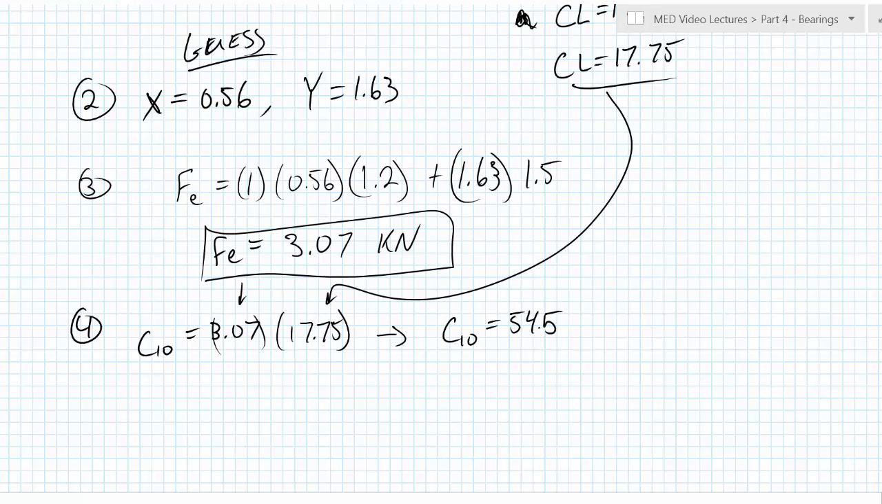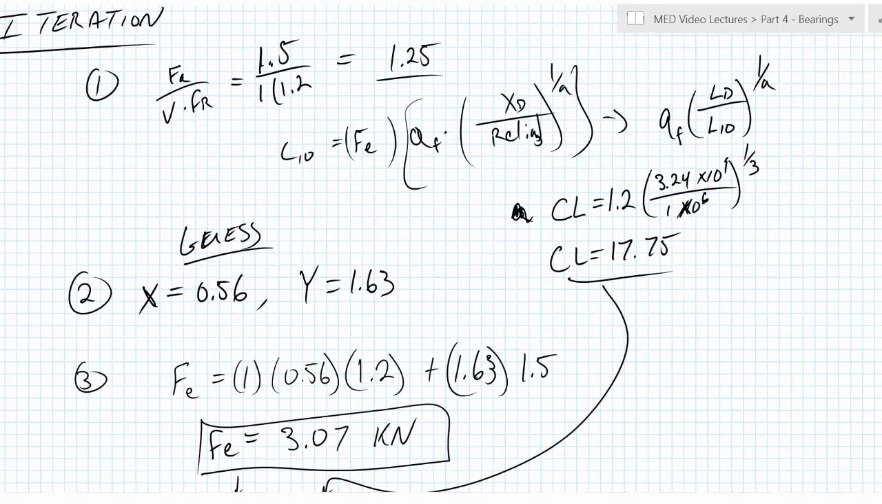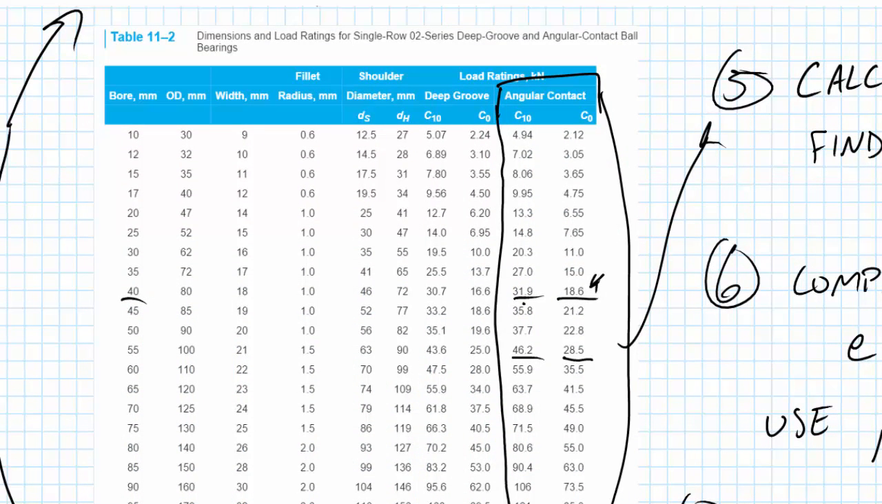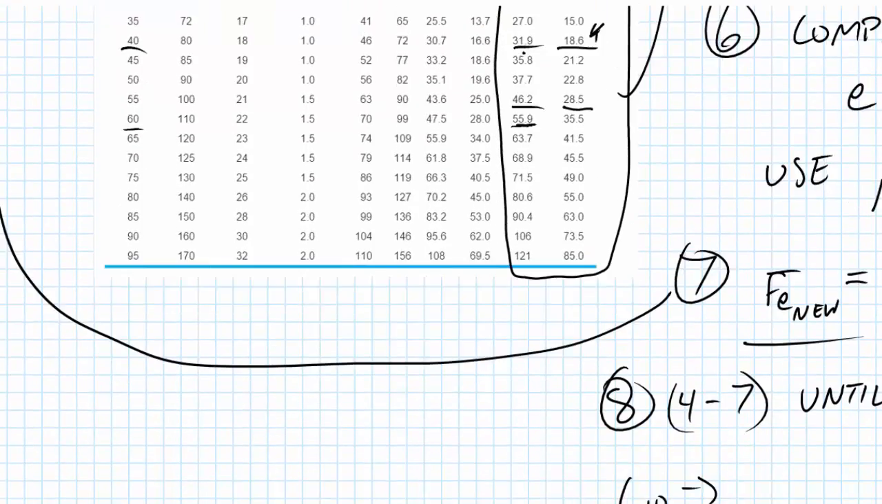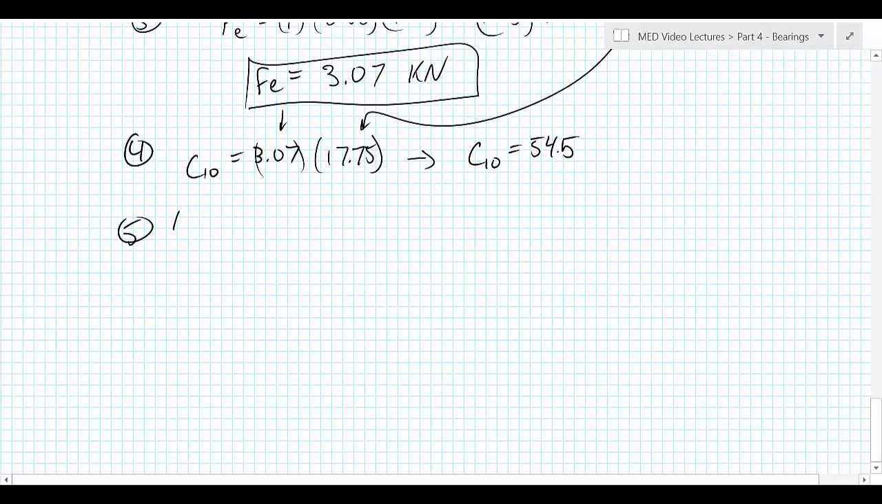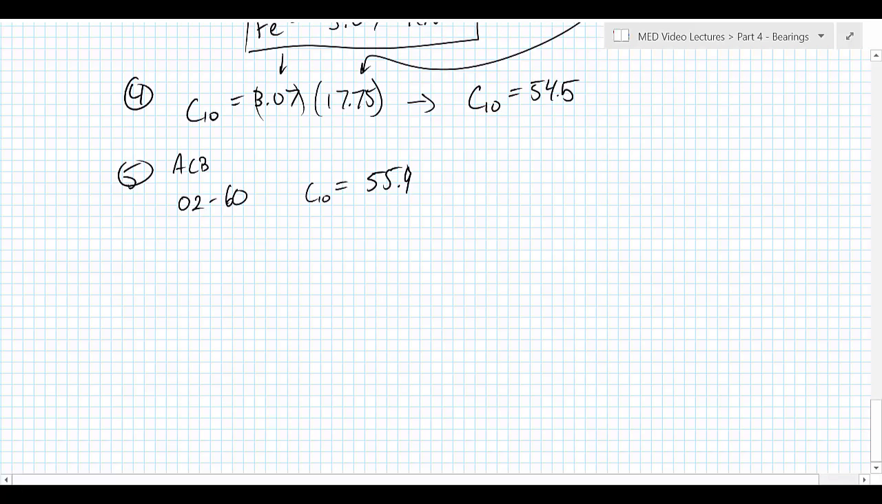So now we need to find an angular contact ball bearing that will handle that load for step number 5. We have 54.5. So we can look down our dynamic loading for 54.5. It looks like a bearing of a bore diameter of 60 will work for that. And that has a C0 of 35.5. So our angular contact ball bearings, 02 series with a 60 millimeter bore, gives us a C10 of 55.9, which will be fine. It's larger than we need. And a C0, that is the static load, of 35.5. And the bore, again, is 60 millimeters.